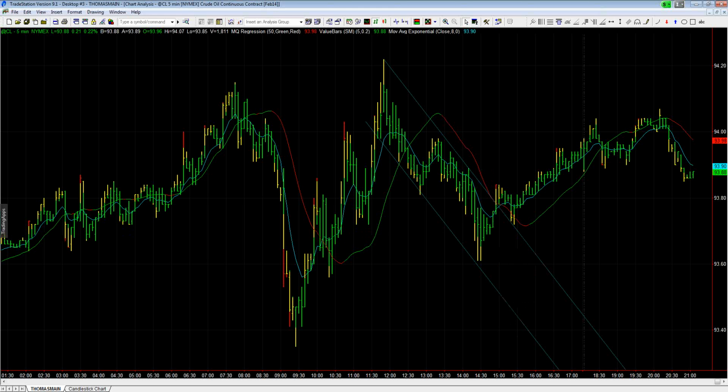Why don't you use candlesticks to analyze breakouts? You can, just not the way I trade it. How does natural gas look? We're not looking at natural gas right now.